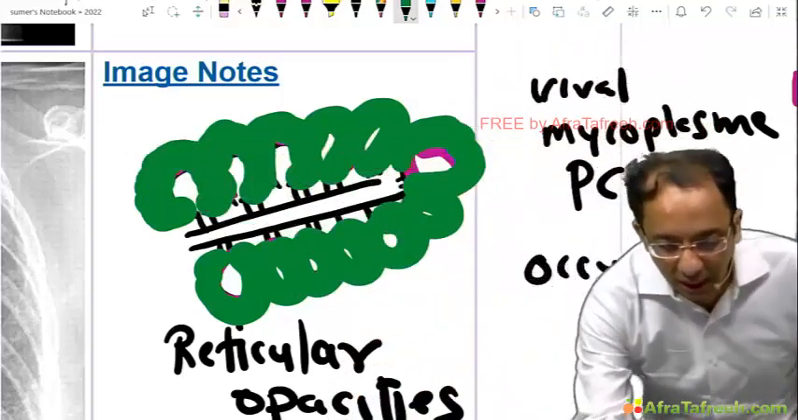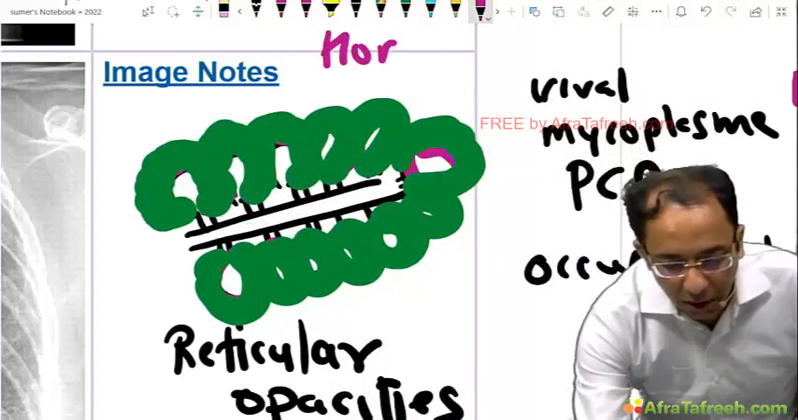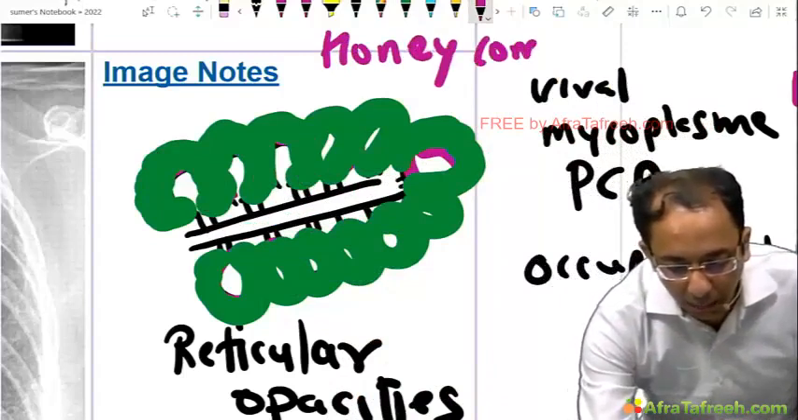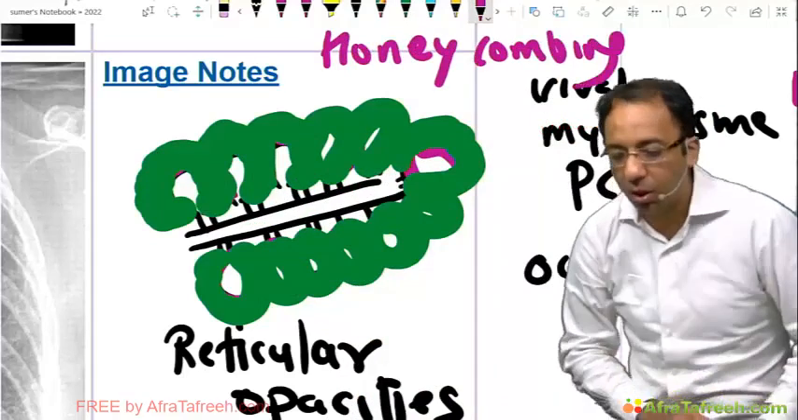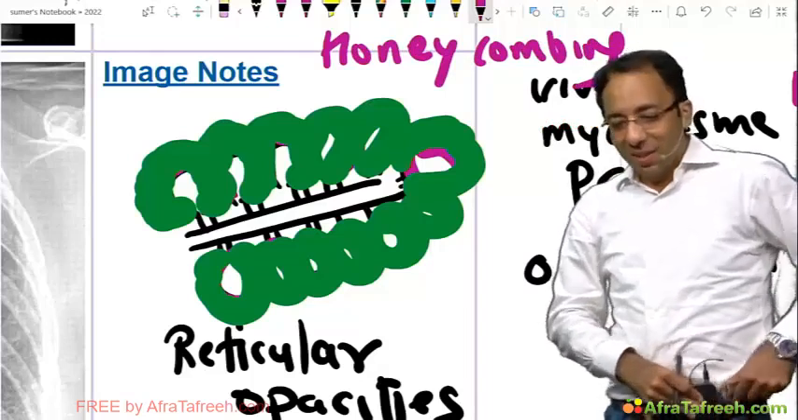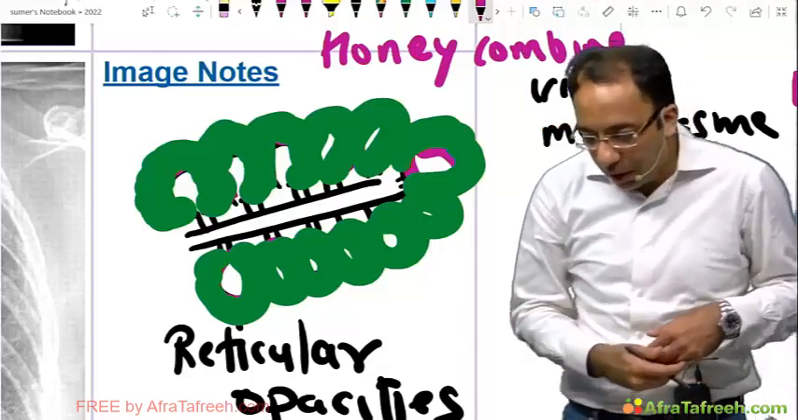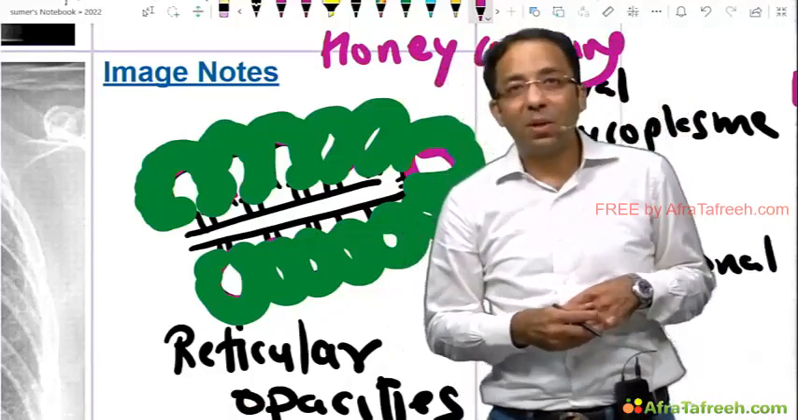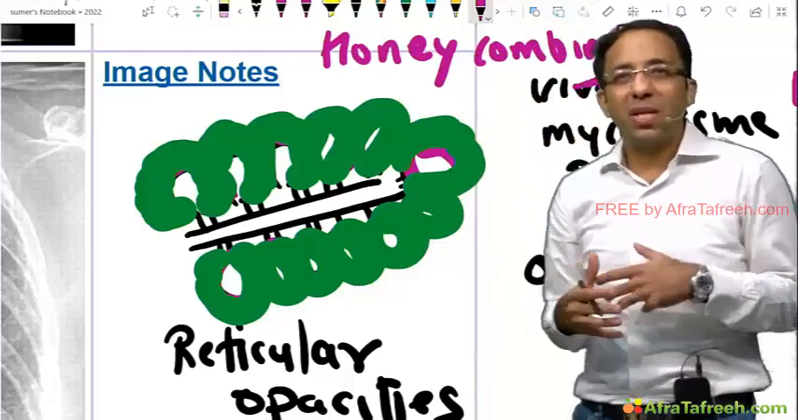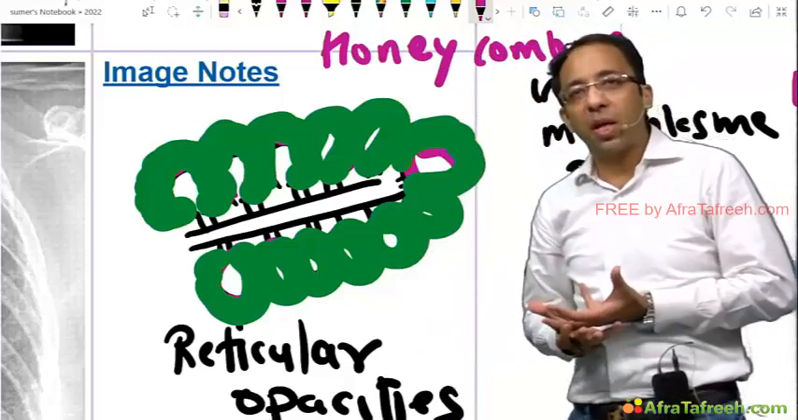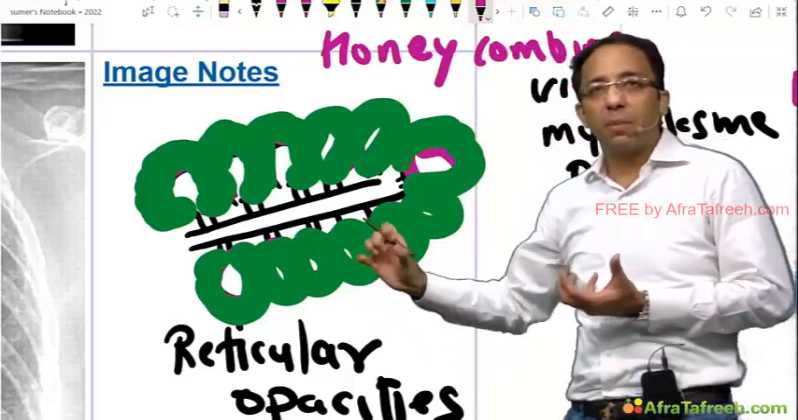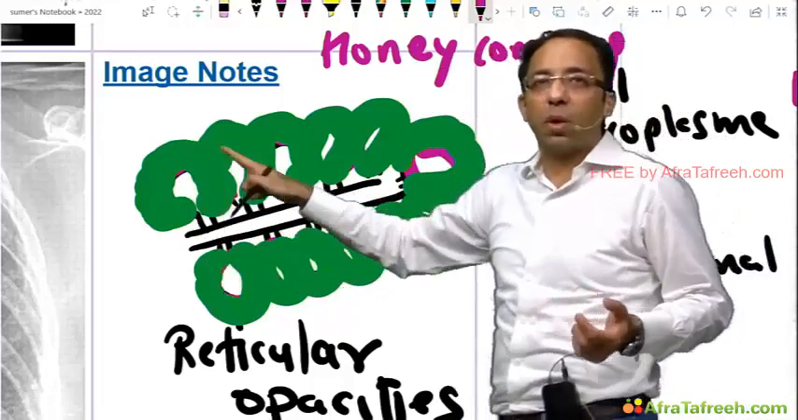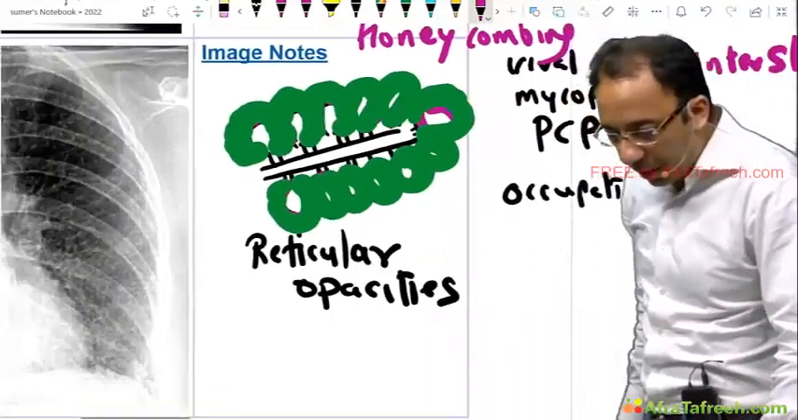And this entire thing in pathology is called honeycombing. Have you ever thought of this before? Honeycombing. So what is honeycomb? Are you clear? Everybody understands? Honeycombing means when there are end stage fibrotic changes in the lung. So the air spaces will become small and the walls will become further thickened.